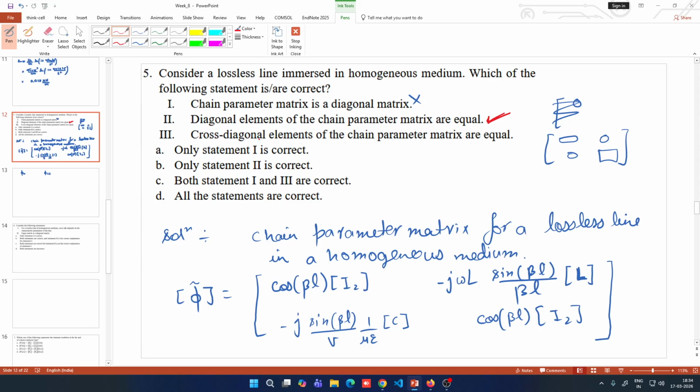And cross diagonal elements of a chain parameter matrix are equal. So these are the cross diagonal elements. If you see them, they are not equal, right? So the only correct option here is only statement 2 is correct. So the correct option is option B, which states that only statement 2 is correct.